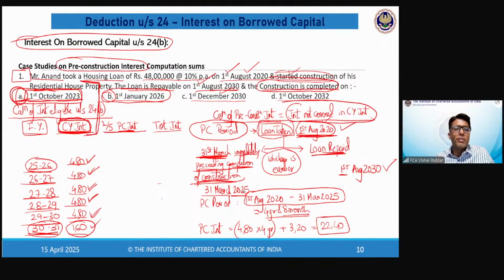Priyanshi, beta, please read again what you have written. Construction completed on 1st Jan 26. What is the immediate previous 31st March? Immediate 31st March before that, before completion of construction. You are taking the closest 31st March. We don't want the closest 31st March. We want the 31st March preceding. Correct?